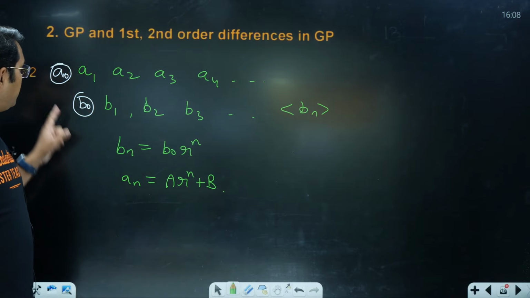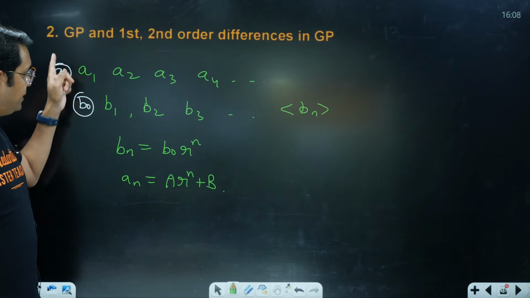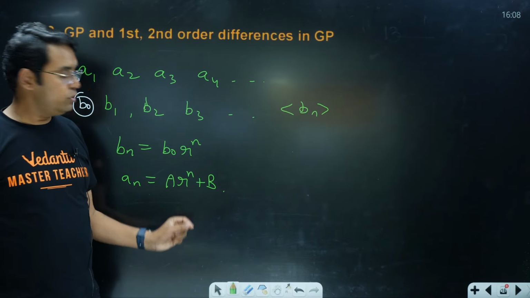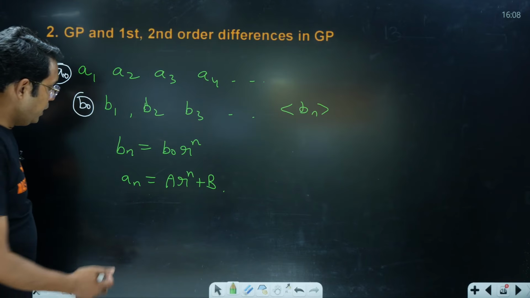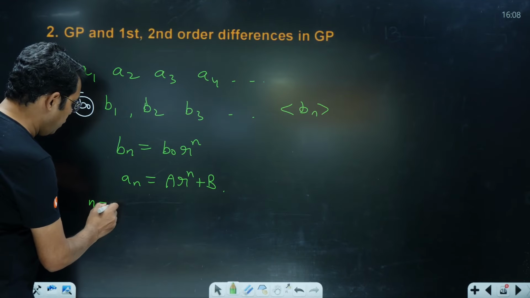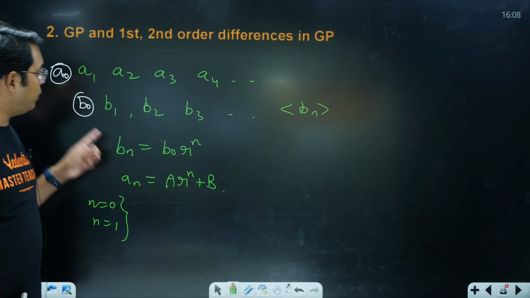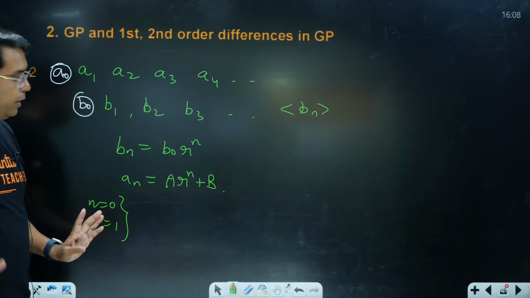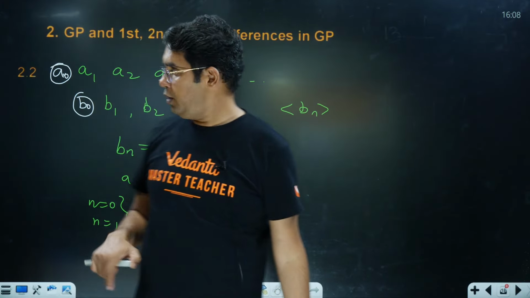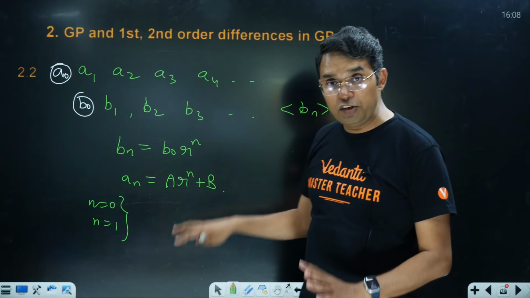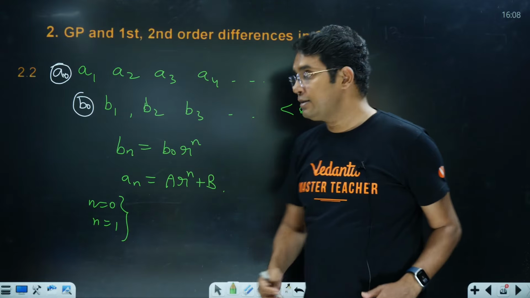You have to put n is equal to 0 and n is equal to 1 to get the values A and B. Okay, so two equations, n is equal to 0 and n is equal to 1, will give you these A and B for this kind of series directly. Okay, you can do the difference method also, but this is the method of coefficient when first difference is GP.